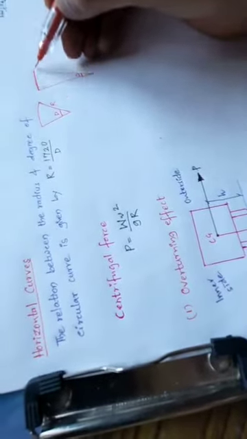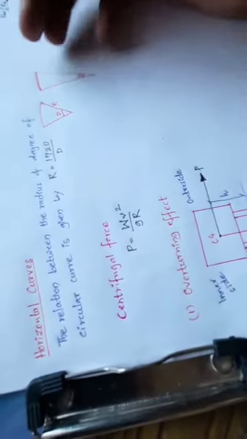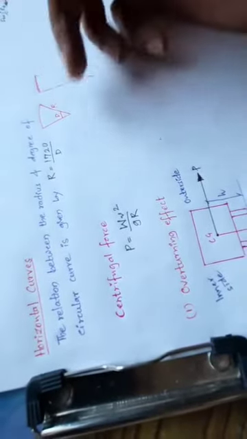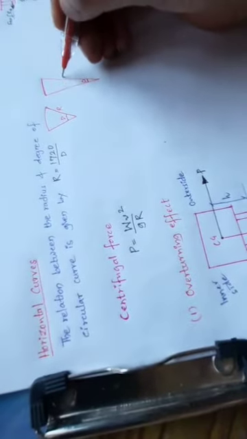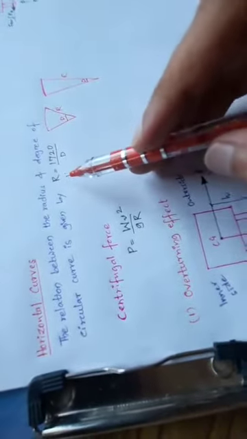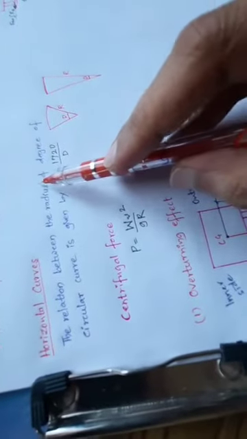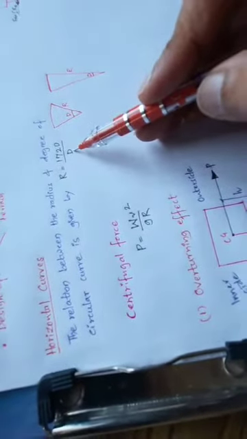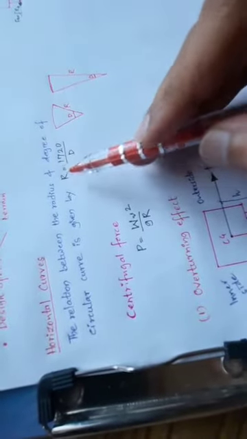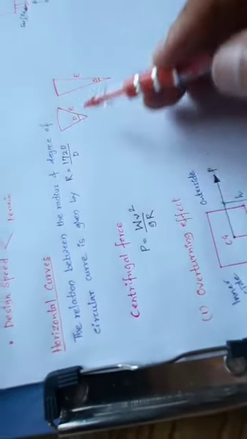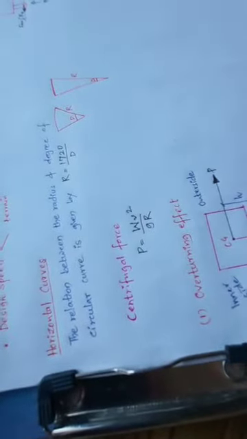As the radius increases, it becomes more flatter. As the radius decreases, the curve will become more prominent. This is D and this is R. That is what it states here: if R starts increasing, D decreases. If D increases, R decreases. This you have to remember. That's a very important concept here.